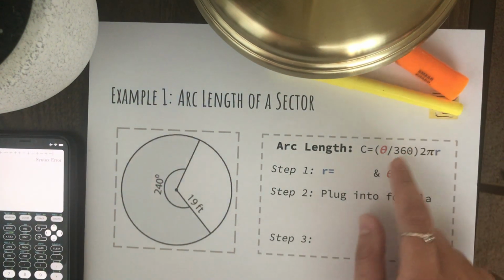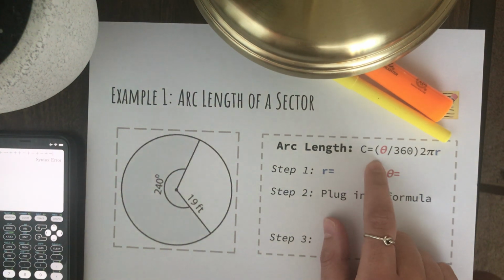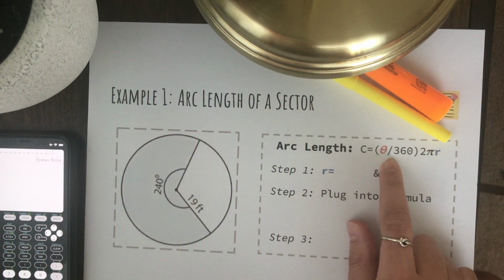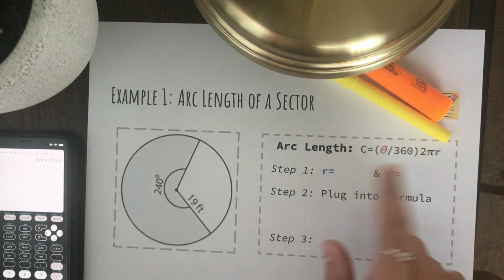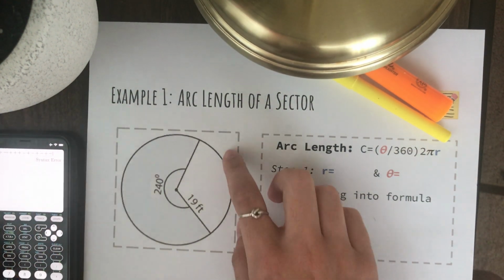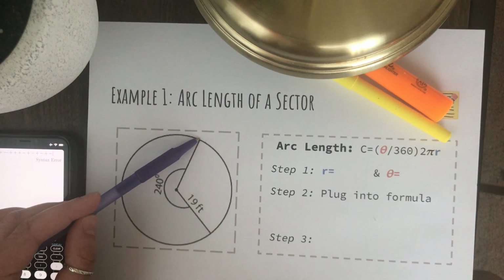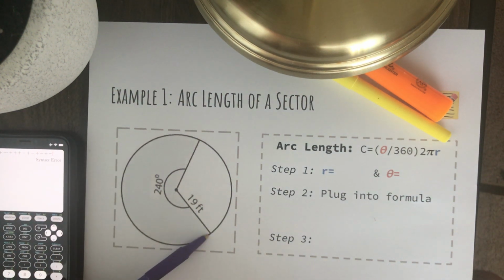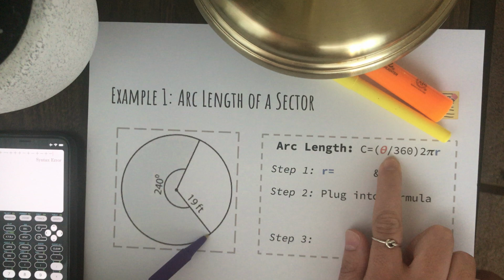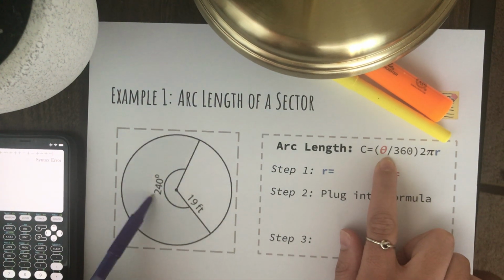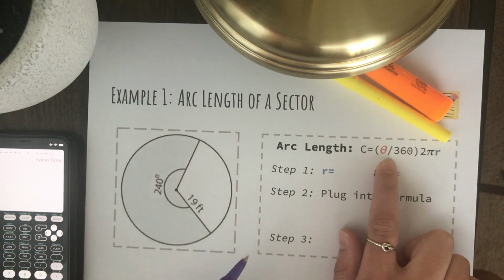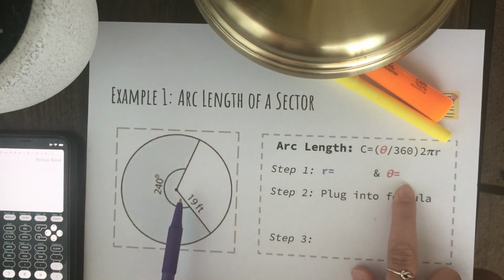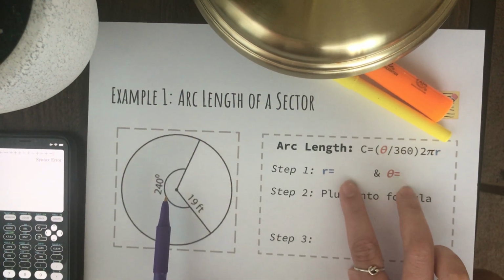Now, in order to find the arc length for this image, what I need to do is plug it into this formula. C equals theta divided by 360 times 2 pi r. So in order to only get the length of the circle from here to here, I need to multiply it by the fraction of theta divided by the total 360 degrees. So step one for these kinds of problems is to identify what my two variables are.